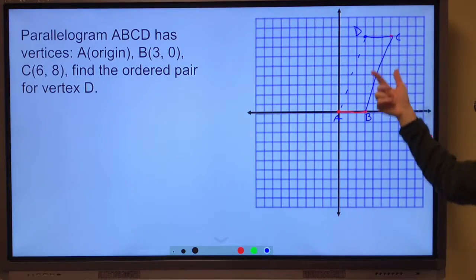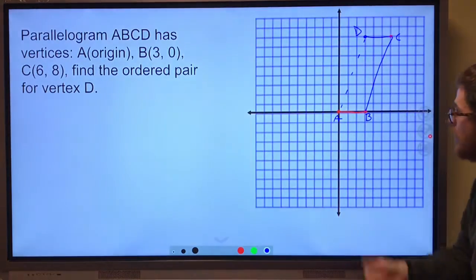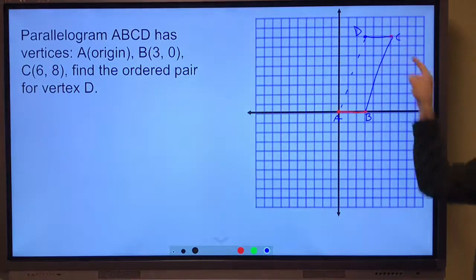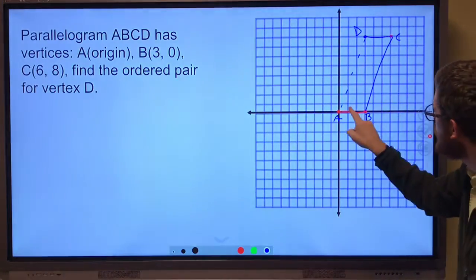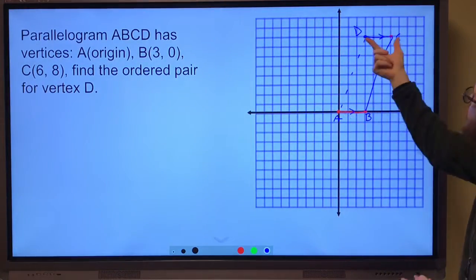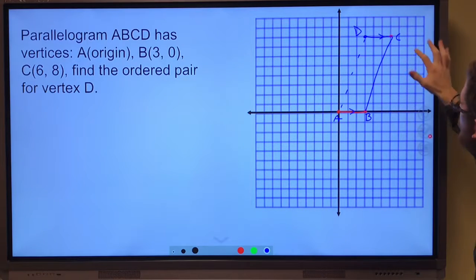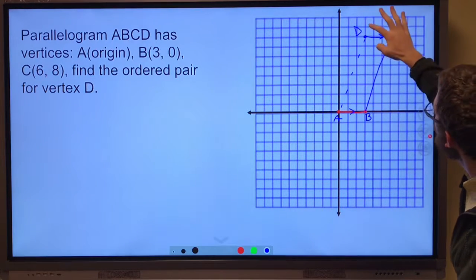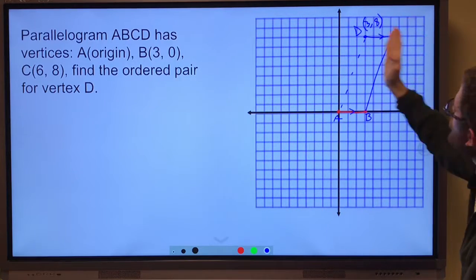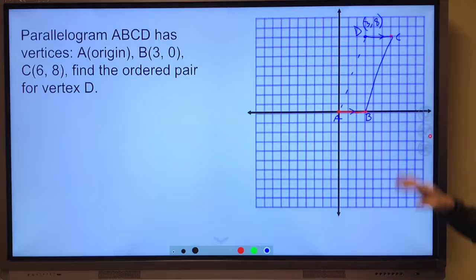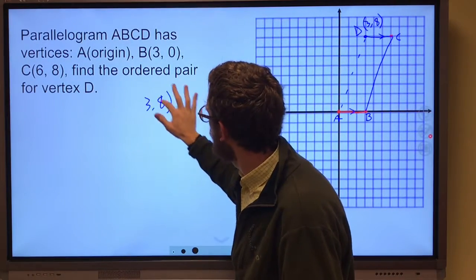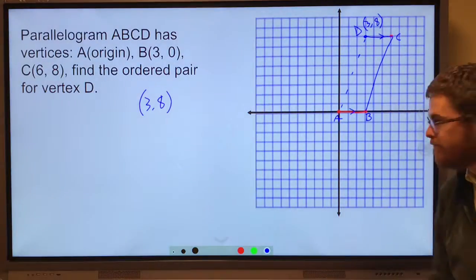I know the opposite sides are congruent and parallel, and since AB was a horizontal line, I know that DC is going to be a horizontal line. They are parallel, but I also know they're going to be congruent. So since AB was 3 units, DC must be 3 units. In this point right here, D is the point 3, 8. It's 3 units back to the left of point C. D must be the ordered pair 3, 8.